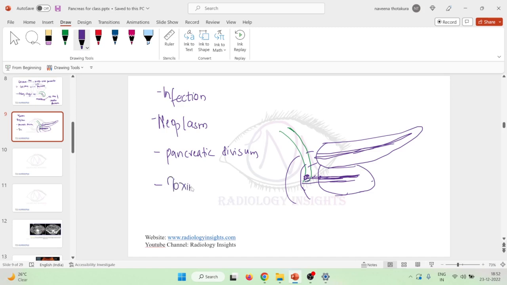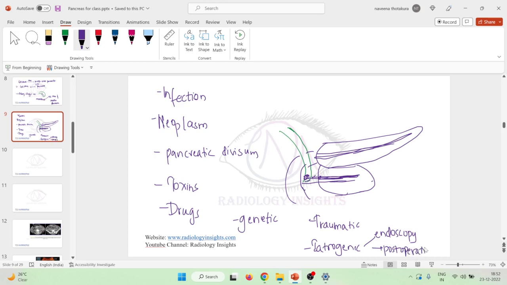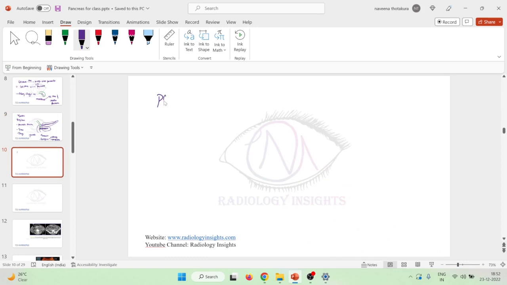Then, if the patient takes any toxins or drugs, or has a genetic history of some genes, or has any trauma, or if there are any iatrogenic factors, such as endoscopy or postoperative therapy, all these will result in acute pancreatitis. Or if the patient has any pancreatic, biliary, or gallbladder tumors, whether benign or malignant, all these can result in acute pancreatitis. So these are the causes of acute pancreatitis.